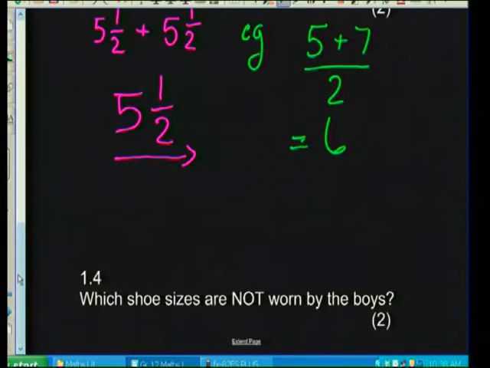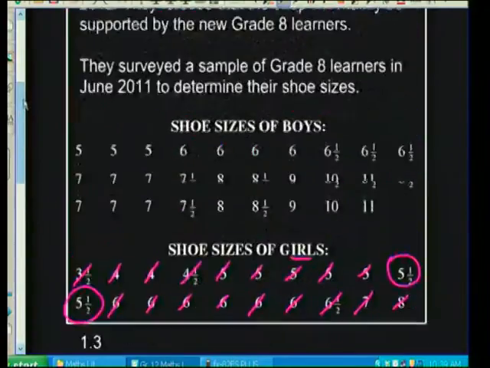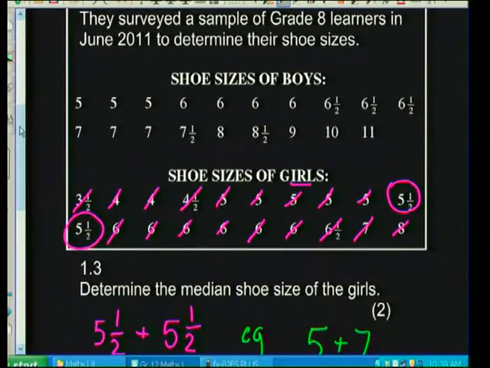Which shoe size are not worn by the boys? So let's go back to our data, and we want to see our boys start at 5. Then we go to 6, 6.5. So what we're missing is a 5.5. So I'm going to just fill it in here. We're missing a 5.5. 6, we've got 6.5. 7, 7.5. 8, 8.5. 9.5 we're missing. 10.5 we're missing. And they really don't tell us where we need to go up to, but we're missing an 11.5.